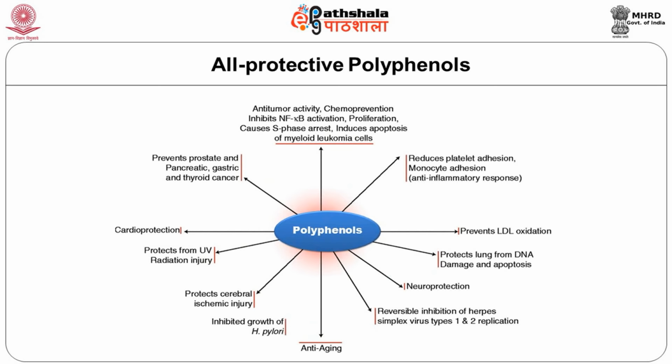If you search the literature, many meta-analyses and research reports have shown that these polyphenolic compounds have anti-tumor activity. They work in the areas of cancer prevention and inhibition of progression, in the area of chemoprevention. They inhibit NF-kappa-B activation and proliferation, cause S phase arrest, and induce apoptosis of myeloid leukemia cells. Polyphenols reduce platelet adhesion and monocyte adhesion, with an anti-inflammatory response. This is a very well thought out process and a useful mechanism. Probably people are working much in this area in cardiovascular disease prevention.